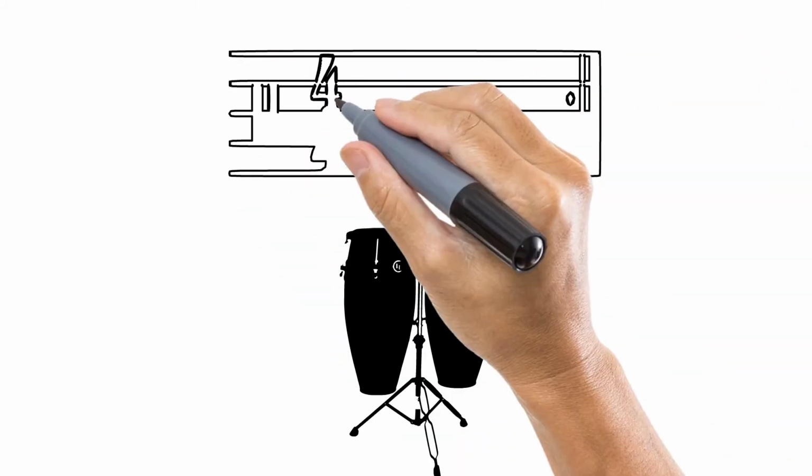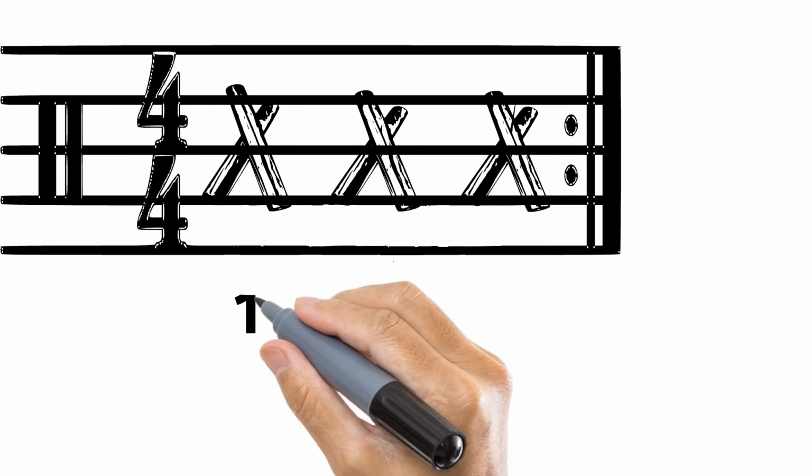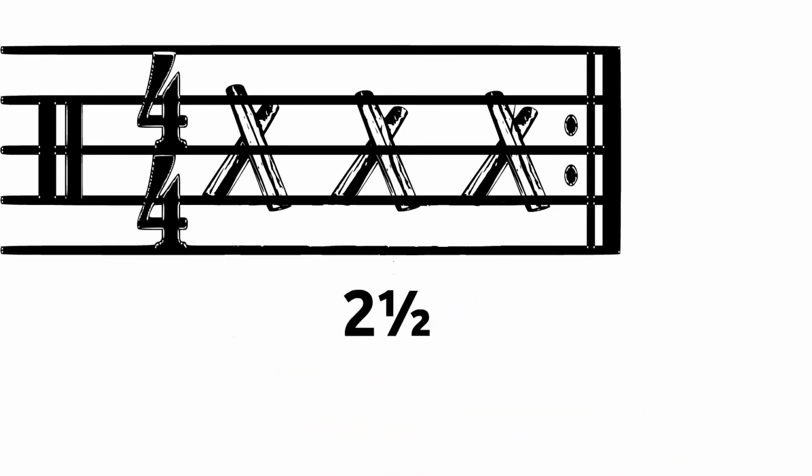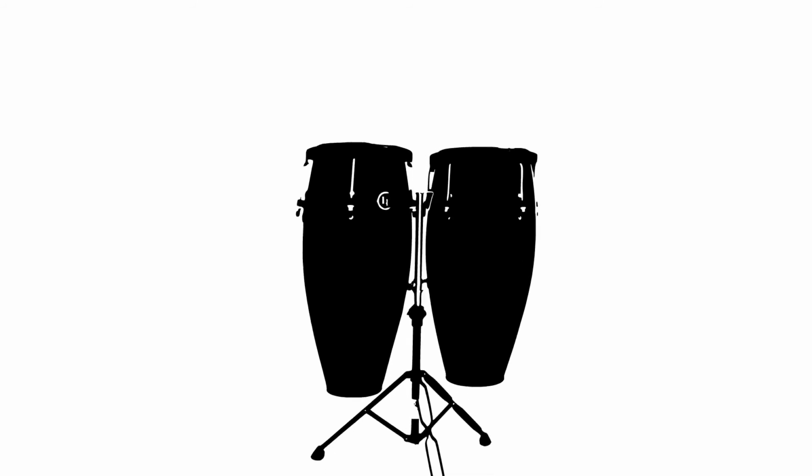But sometimes, that same pattern will change slightly on the 3 side of the clave. Now remember that the beats of the 3 side of the clave fall on beat number 1, beat number 2.5, and beat number 4. And beat number 2.5 in particular has a special name. It's called the bombo. And on the bombo, the conga player will sometimes add 2 extra low open tones to the pattern so that it sounds like this.